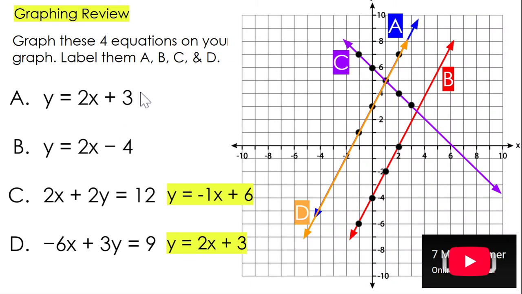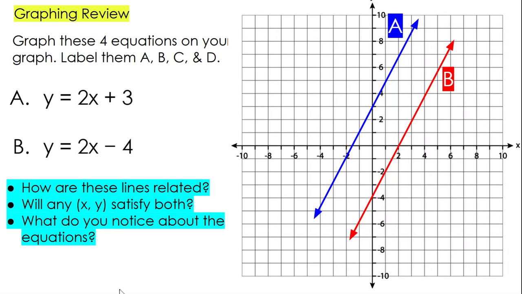Okay, so now let's talk about when we have 2 of these paired together, it's called a system. So let's look at A and B. If I look at these 2 lines, they don't touch in the graph that I have, right? Never intersect, going the same way. My question is, will an XY ever satisfy both?